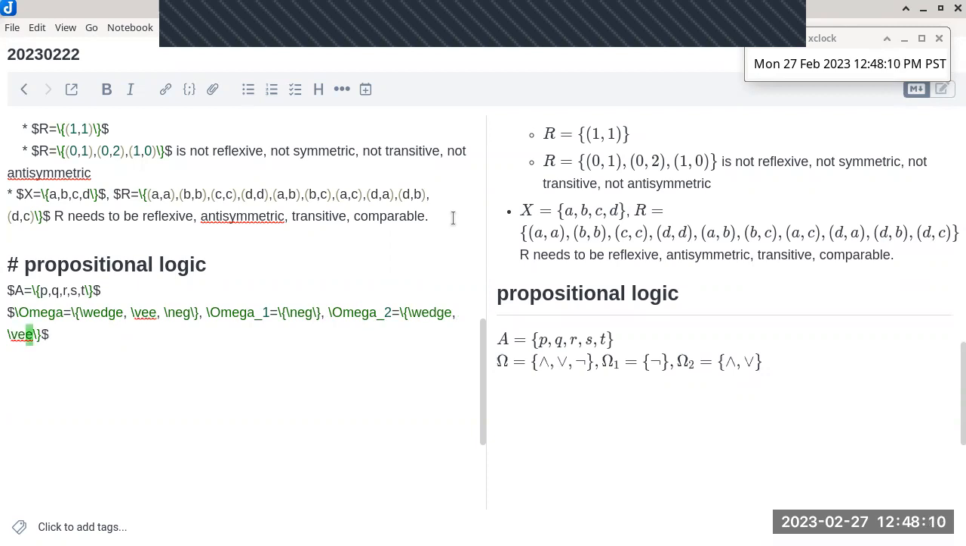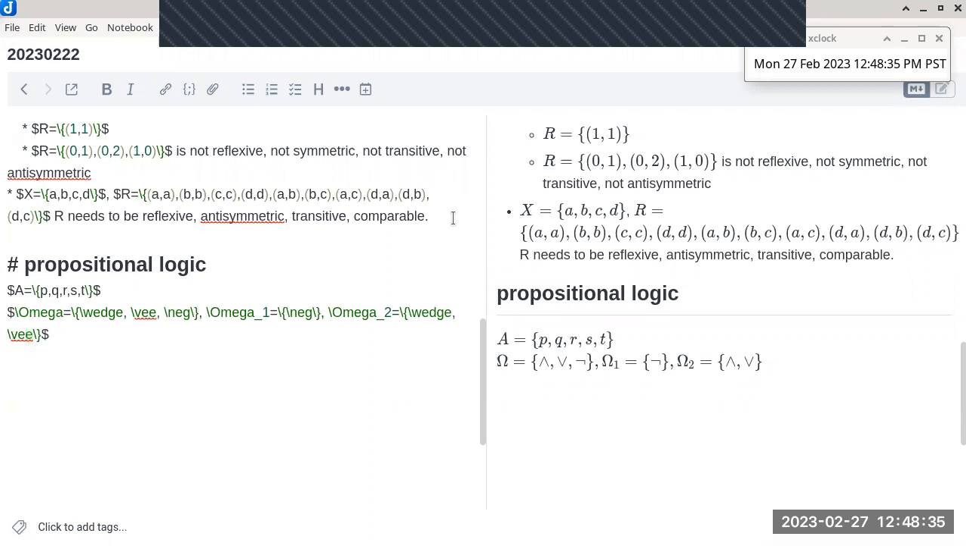Omega can be broken up into two subsets. Omega 1 is only consisting of the operator that requires one single operand. And then omega 2 would be the operators that require two operands. Are we good so far? All right. So we're not going to talk about zeta because that's a much more complex concept.